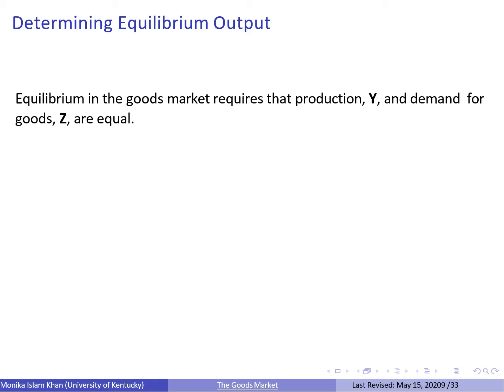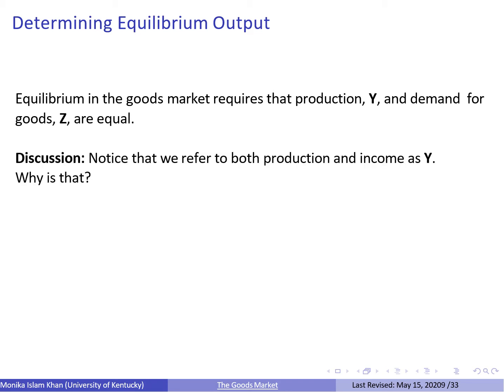An equilibrium in the goods market occurs when production Y is equal to demand for goods Z. Notice that income and production are both referred to as Y. Why do you think that is? That is because income is received by selling goods and services. Hence, production or national output is equal to national income.